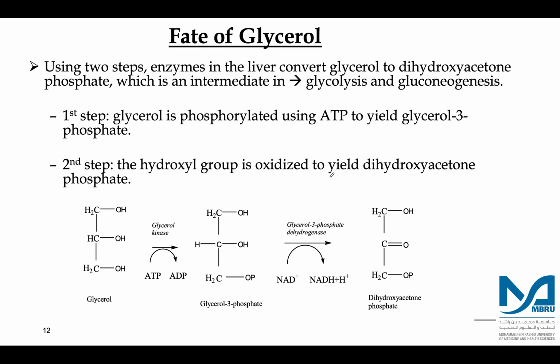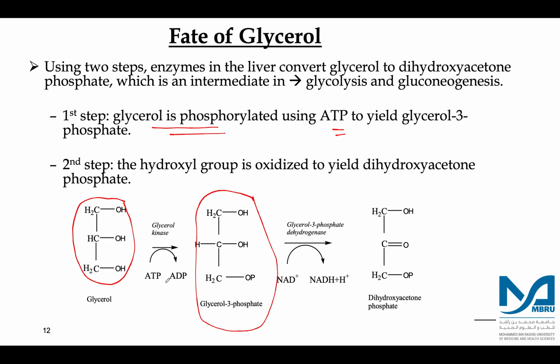So we start first with glycerol. What is the fate of glycerol? So this is glycerol that is derived from lipolysis. In the first step, glycerol is phosphorylated using ATP to give glycerol 3-phosphate. If I am using ATP, it will be a kinase that will be catalyzing the reaction. Since the substrate is glycerol, the enzyme is glycerol kinase, ATP is used in the process and you get glycerol 3-phosphate.